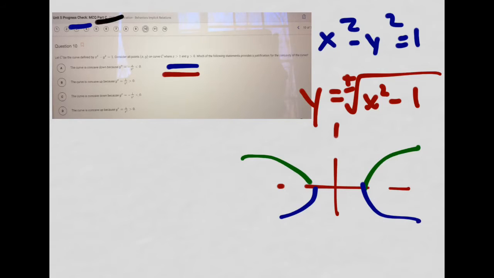So you would start plotting. Okay, you plug in 1, you get 0, so this makes sense. And then let's say you plug in 2, you get 4 minus 1, the square root of 3, so you plot it somewhere.